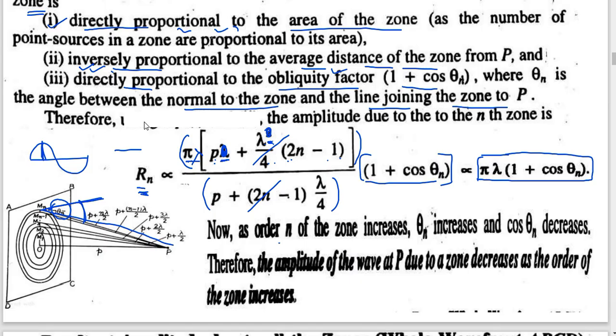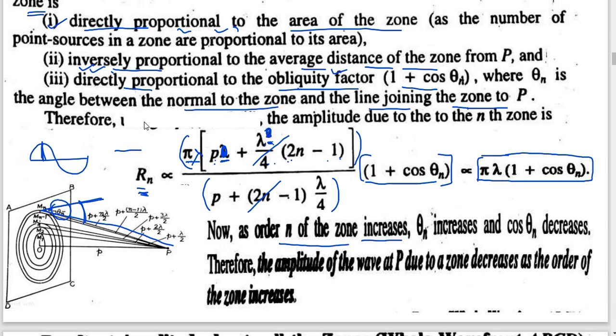As the order n of the zone increases (this is the first order, this is second, third, fourth, fifth order), theta n also increases, because theta n is the angle made by the normal with the zone. If you take higher order zones, then the angle will be higher. Let's look at the figure.